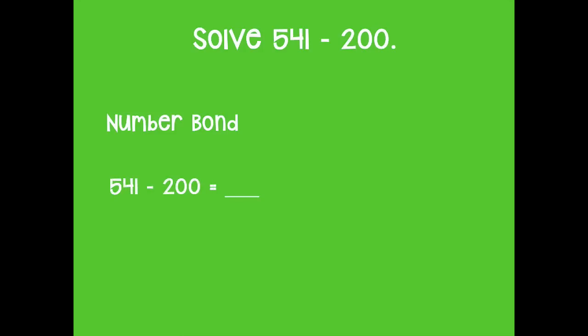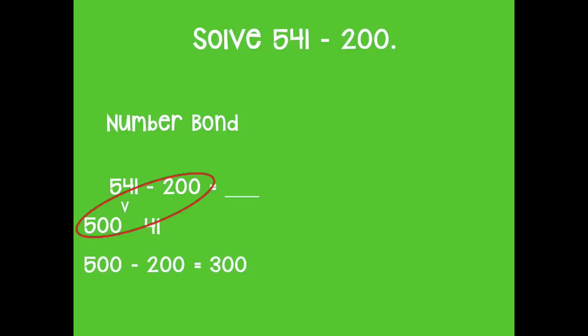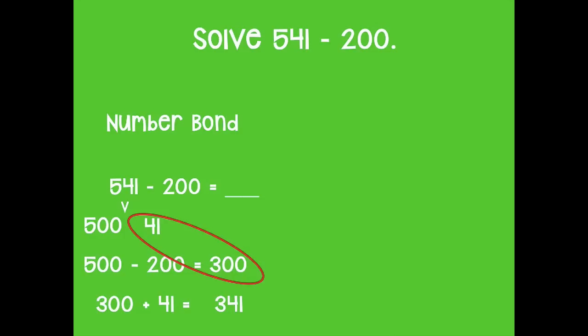Here's the number bond. So 541 minus 200. I'm going to break apart this 541, break out that 100, right? So then I have 500, and then I have 41. Now I subtract my hundreds. 500 minus 200 equals 300. Then I just have to combine what I have left over, which is 300 plus 41. That's pretty easy to do, right? Which is 341. So 541 minus 200 equals 341.